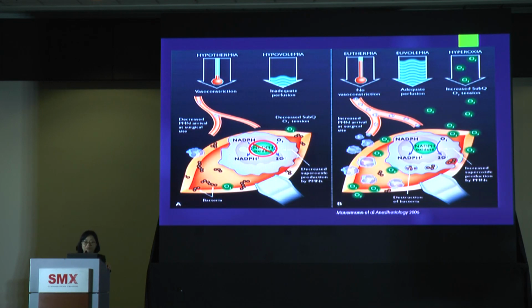I love this infographic because all it says is, oh, the light doesn't work. Okay, but all it says is hypothermia, hypovolemia, and resultant low oxygen tension will promote the increase of bacteria in a wound, whereas normothermia, normal circulating volume, and hyperoxia in the perioperative period will limit the proliferation of bacteria.